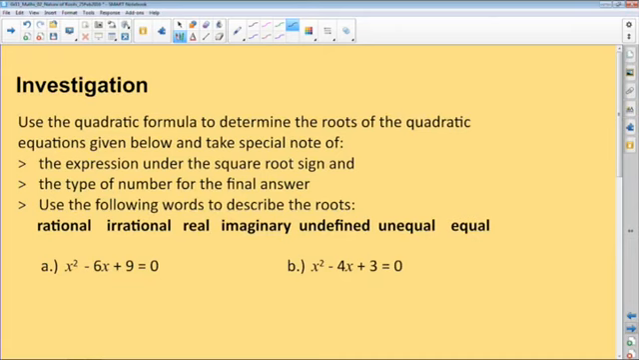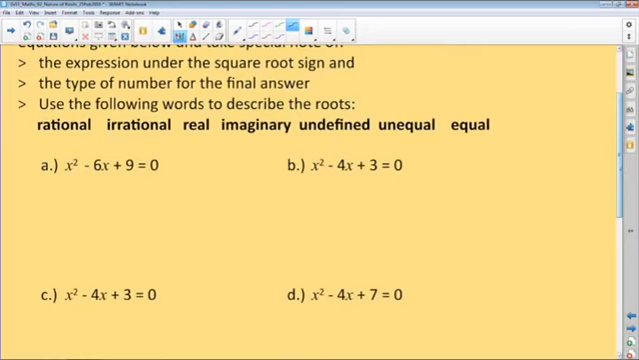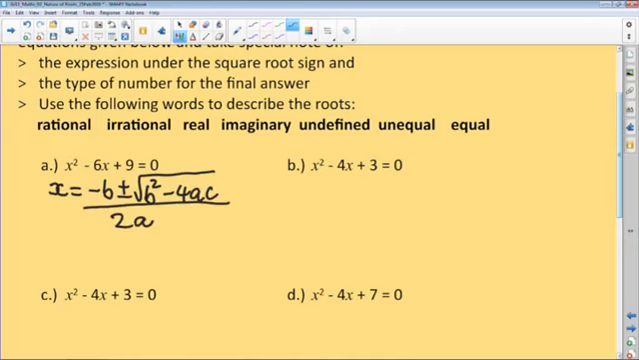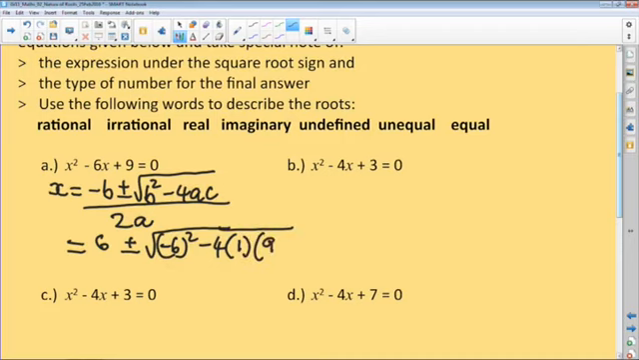All right, now let's go. So your x is minus b plus or minus the square root of b squared minus 4ac all over 2a, right? So that's minus b, which is a 6, plus or minus the square root of b squared, 6 squared, minus 4. Your a is 1, and then your c is 9, all divided by 2, and then a is 1. All right, now let's simplify that, guys.